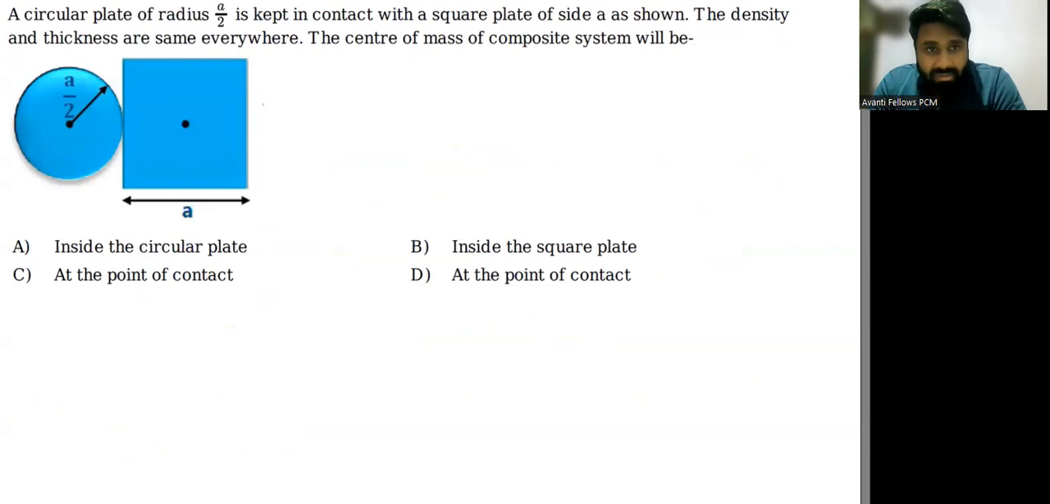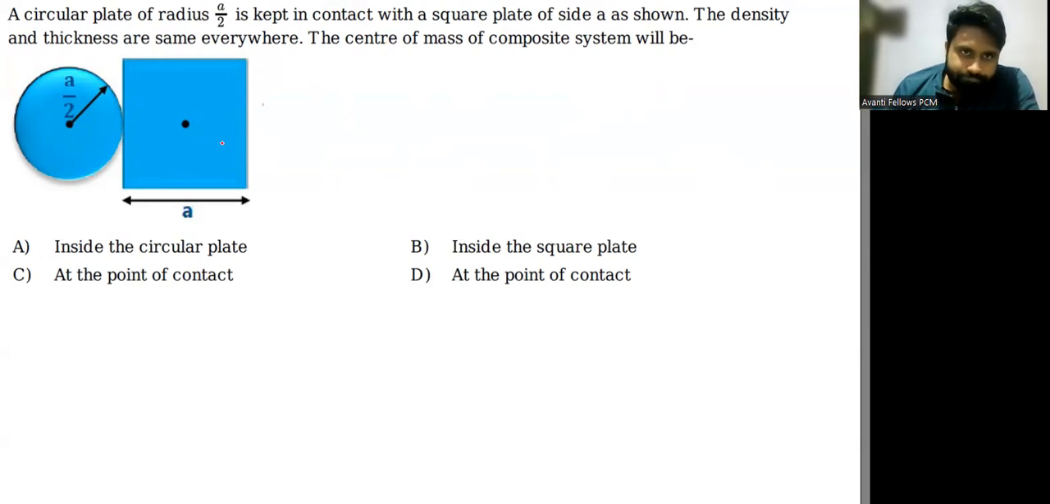Now, the next question is: a circular plate of radius a by 2 is kept in contact with a square plate of side a as shown. The density and thickness are the same everywhere. An important point. The center of mass of the composite system will be. Now, the density of this circular plate and this square is the same, and the thickness is also the same.